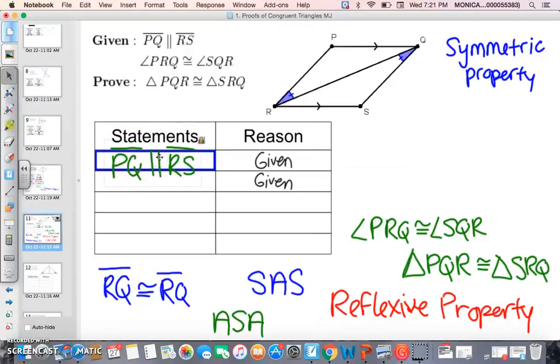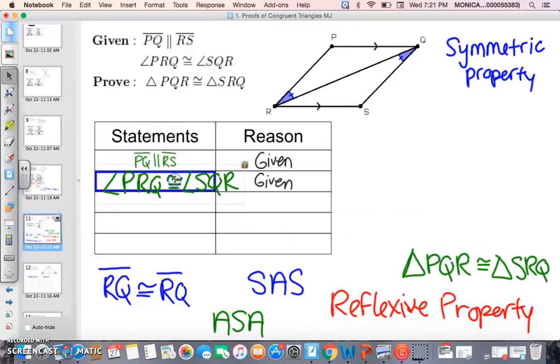Now there's a couple ways I can know that this is true. PQ is parallel to RS. One way is that these little arrows here indicate parallel lines. And I can also say that angle PRQ is congruent to angle SQR. And that's simply because it's given. But we can also say that this is a transversal line across two parallel lines. So I can also say that these angles are congruent.